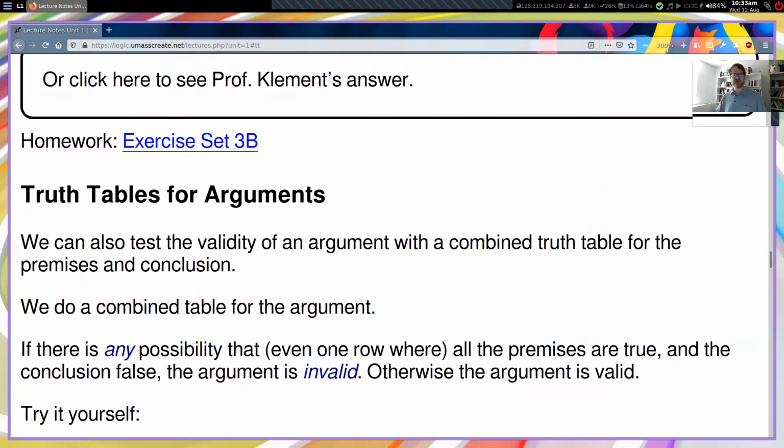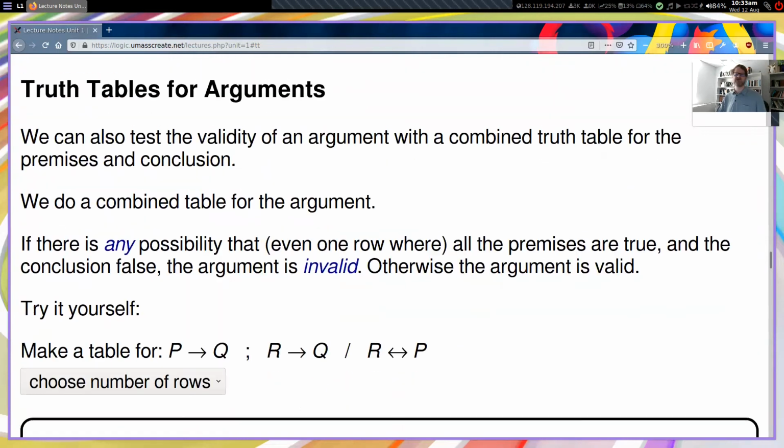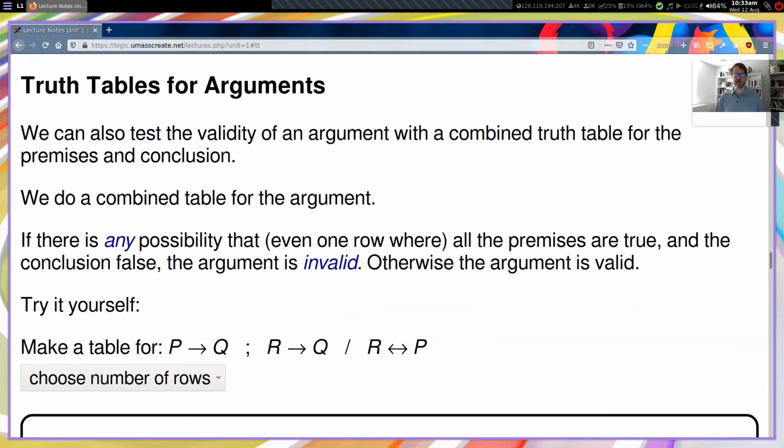The final thing you can do with the truth table is test whether an argument is valid. So remember, an argument is when you have premises and a conclusion, and you're trying to ask if the premises were true, would they support the conclusion necessarily? A valid argument doesn't have to be sound, that is, the premises don't have to be true. But if they were true, the conclusion would have to be true as well. What you can do is a truth table for the entire argument, and look to see is there any possible way of making the premises true and the conclusion false.